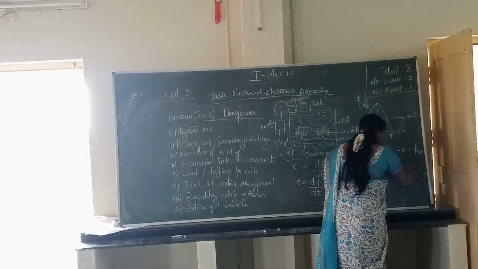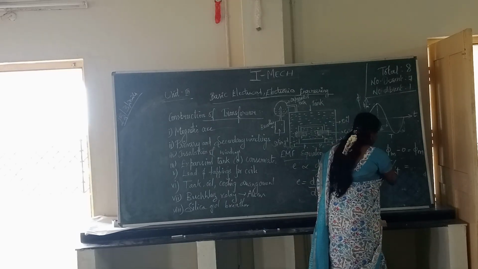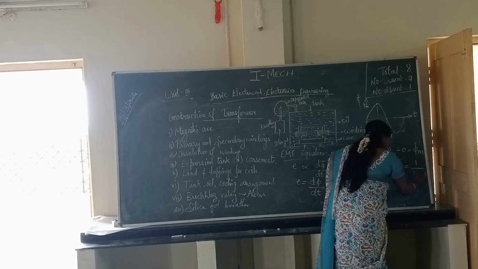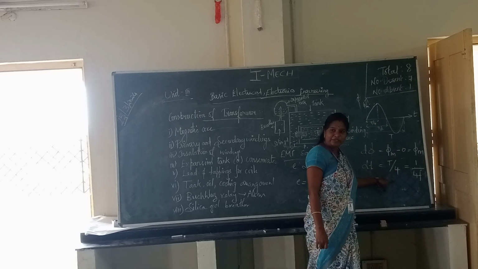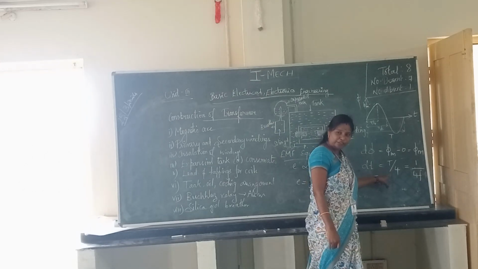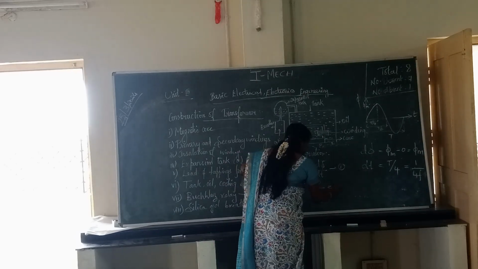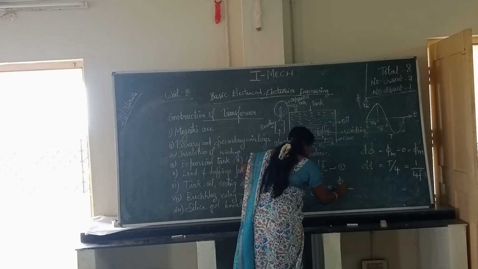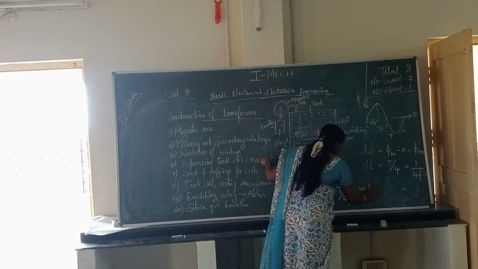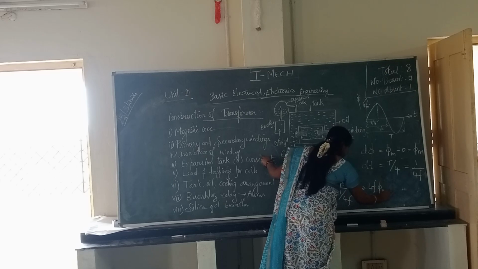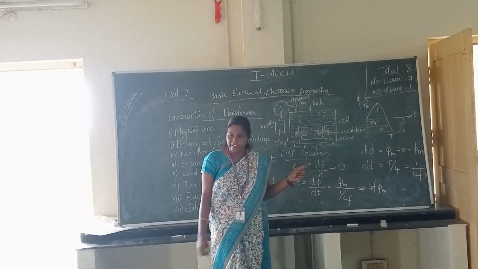Time is equal to 1 by frequency, inverse of frequency. So T is 1 by f. So I can write it as 1 by 4 into 1 by f, which is nothing but 1 by 4f. Substitute those two values over here. So that will be equal to phi m divided by 1 by 4f. We take the 4f to the numerator, which is 4f into phi m. So E is equal to 4f into phi m.